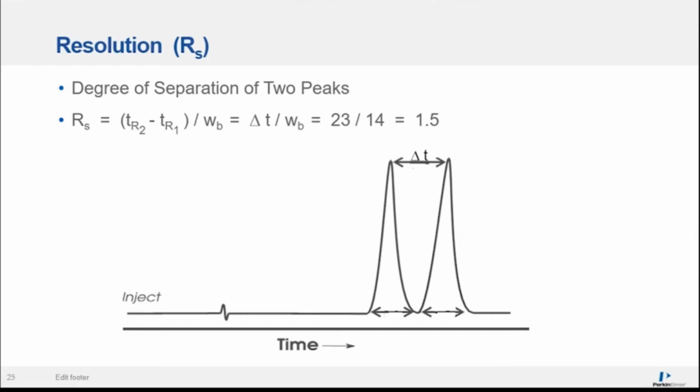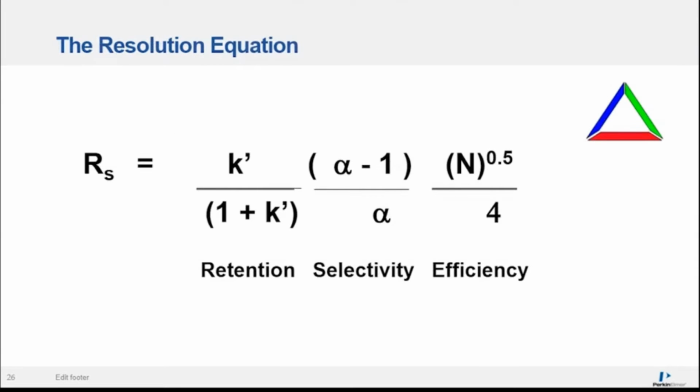There is a better way to look at the resolution equation in terms of doing method development, and that is we can express it as really being comprised of 3 terms: retention, selectivity, and efficiency. And what we try to do in method development is optimize each of these 3 terms. So let's look at it in a little more detail.